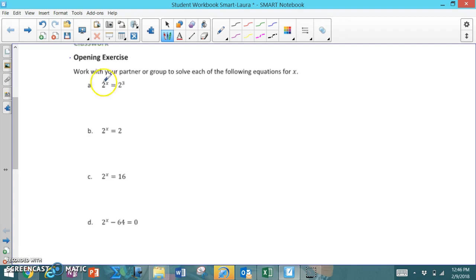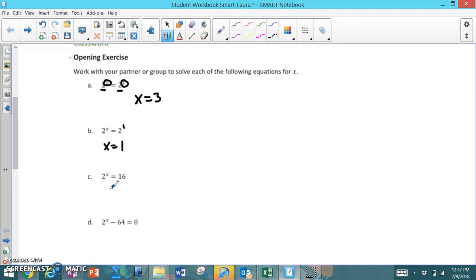So in number 1, or in letter A, we have 2 to the x equals 2 to the third. We can recognize that the 2 to the x and the 2 to the third have the same base. Therefore, I can just set my exponents equal to each other, and I get x equals 3. When we get to an example like part B, we see they both have the same base. The right-hand side doesn't have an exponent. By default, I know that's 1 because 2 to the first is 2, so x equals 1.